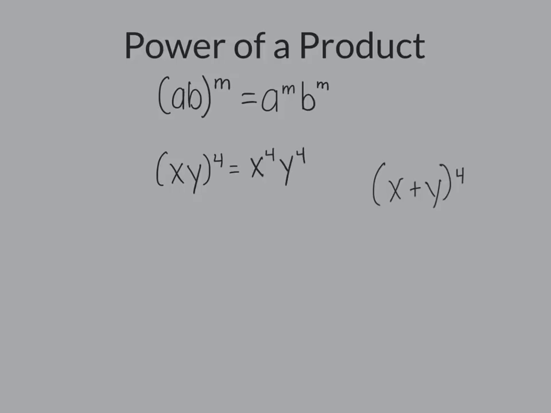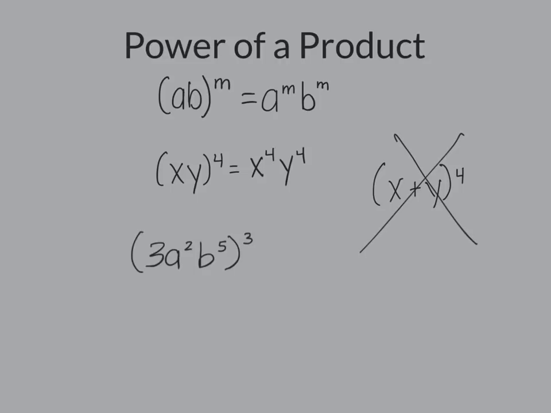An important note that I want to make is that this needs to be multiplication. Like in this example I just wrote here, we have x plus y all to the power of 4. In this case, we cannot use this rule because we are not multiplying. So we cannot simplify this here using the power of a product rule.